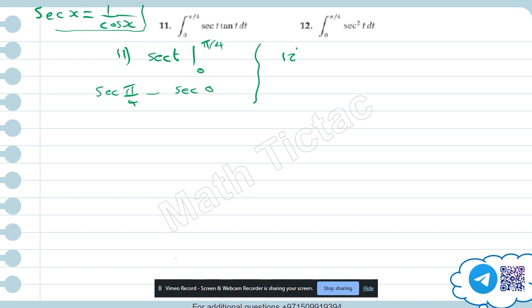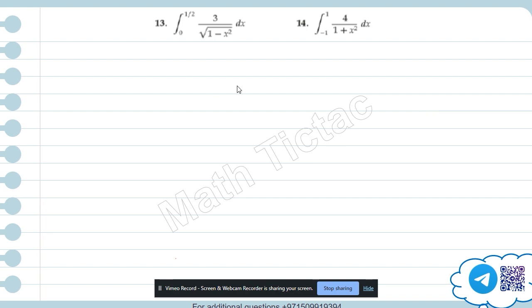Okay, so let's see question 12. What function, if I find the derivative for it, will be secant square t? So this is going to be tan t from 0 to pi over 4. Then it will be tan pi over 4 minus tan 0. That's it. Then just find the final answers for these questions.